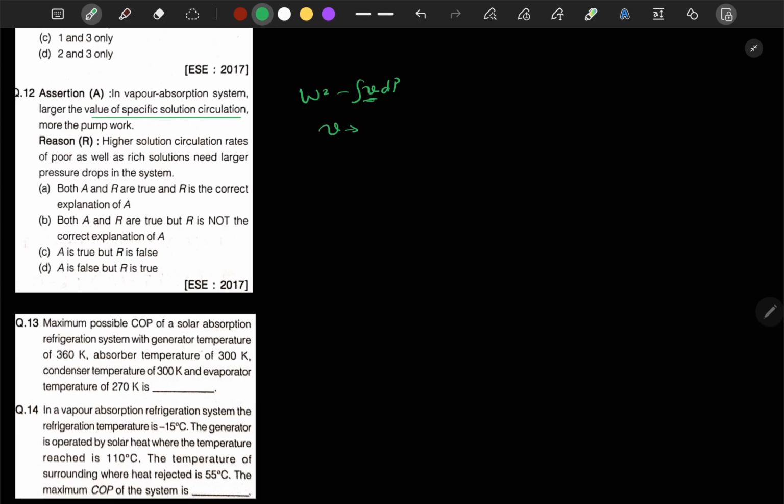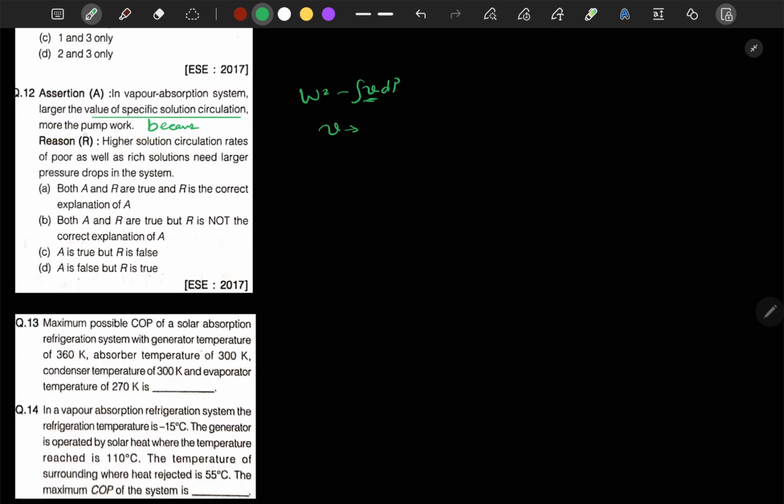Higher specific volume means that the rate of flow will be more. If the rate of flow of the solution is more, then there will be more frictional loss in the system. Okay, so there will be higher pressure drop. So this option is correct, and we can say that these two are directly affecting your pump work.